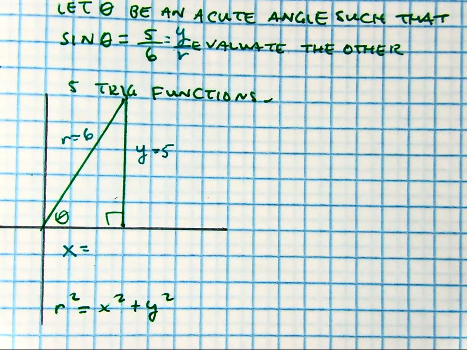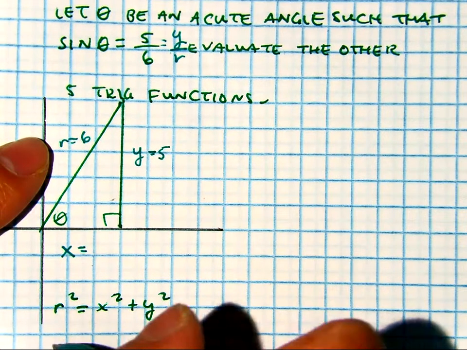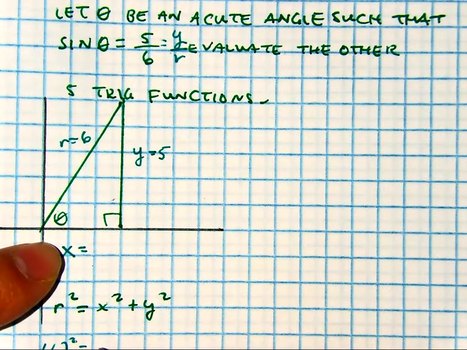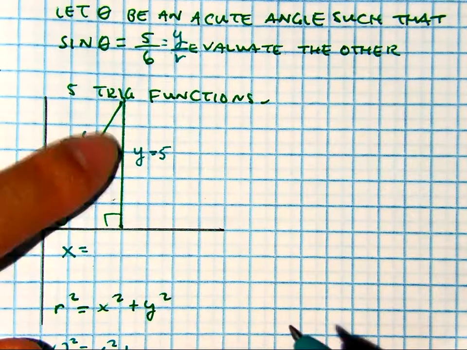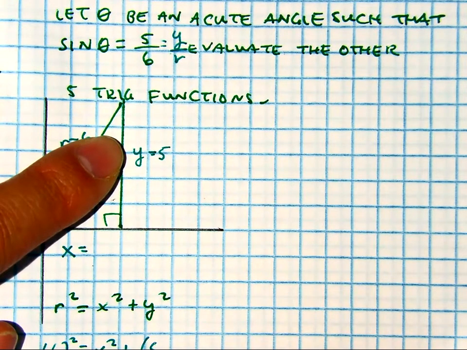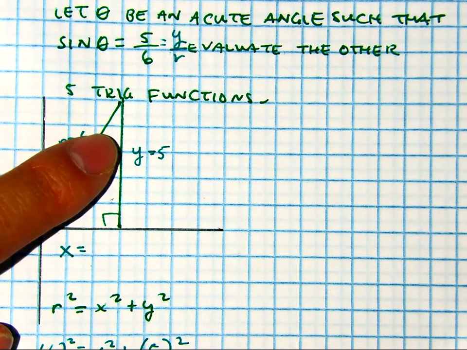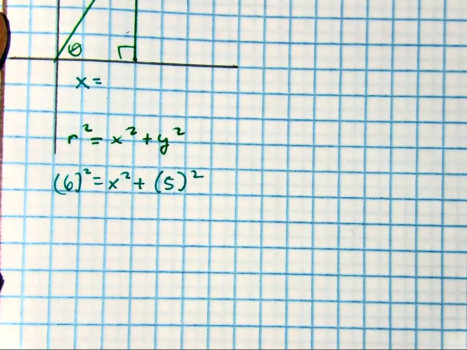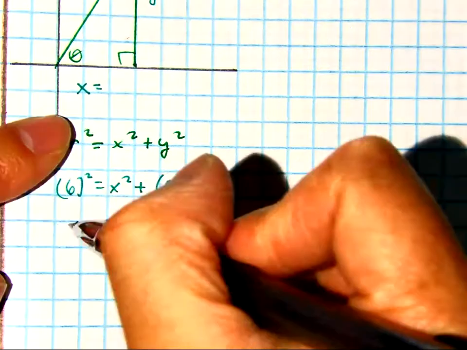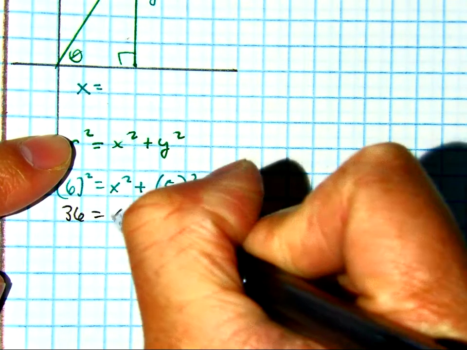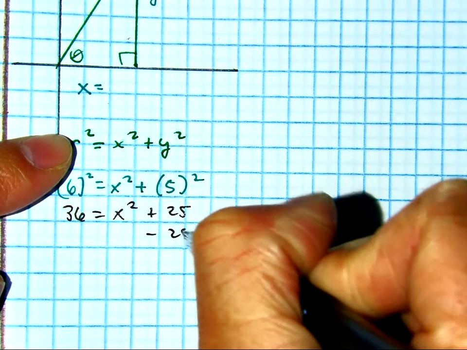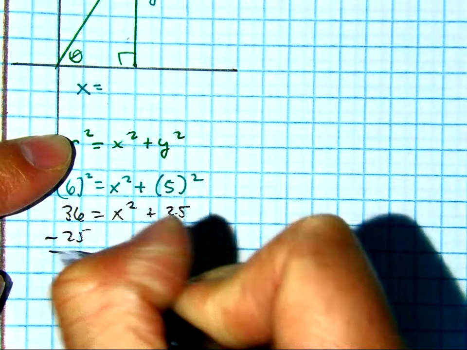So now I'm just going to substitute in my values. R is 6. My x value is unknown. And my y value is 5. Class, 6 squared? 5 squared? Subtract 25 from both sides.